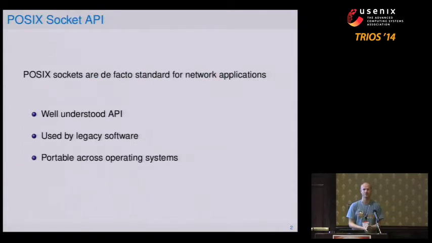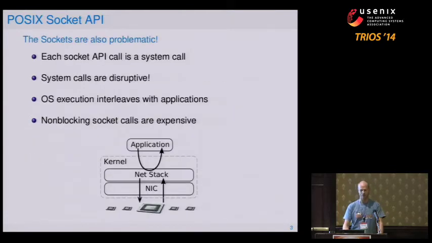The Socket API is the de facto standard API to build networking applications, and it's a well-understood API because it's been here for decades, and it's taught in every networking 101 course at universities around the globe. For those reasons, all the legacy software is primarily using this API. The good thing is also that virtually every operating system implements this API, which makes the application portable across platforms. However, this API is also problematic.